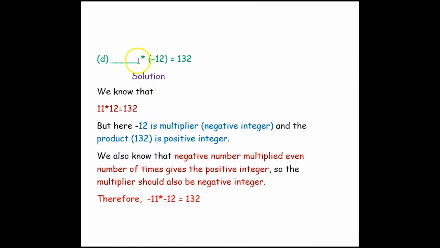Next question is dash into negative 12 is positive 132. We know that 11 into 12 is 132. But here the 12 is negative. That is the multiplier. So we want the result as a positive integer. So we know that a negative integer multiplied an even number of times gives a positive integer. So here we have an odd number of times, so the multiplicand should also be a negative integer. So negative 11 into negative 12 is positive 132.